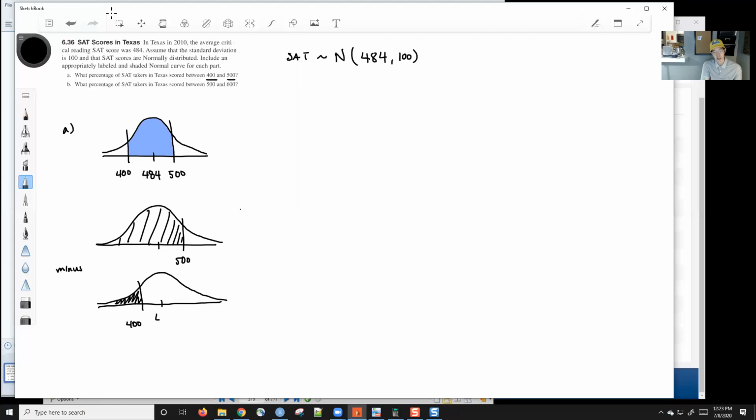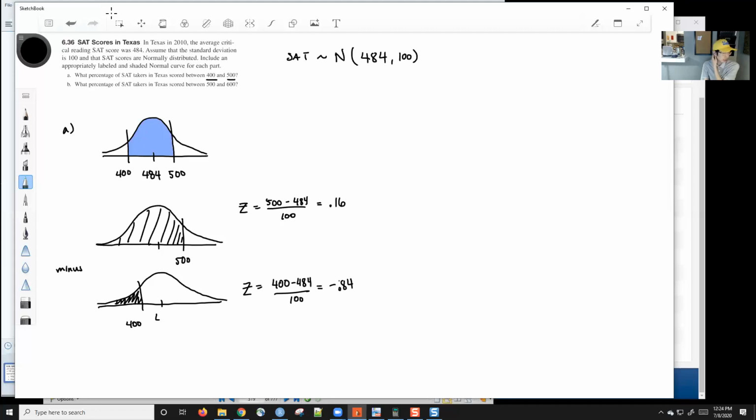All right, so here we're going to convert 500 into a z-score. 500 minus 484 is 16, divided by 100, 0.16. Here I do 400 minus 484 divided by 100, and I get negative 0.84.